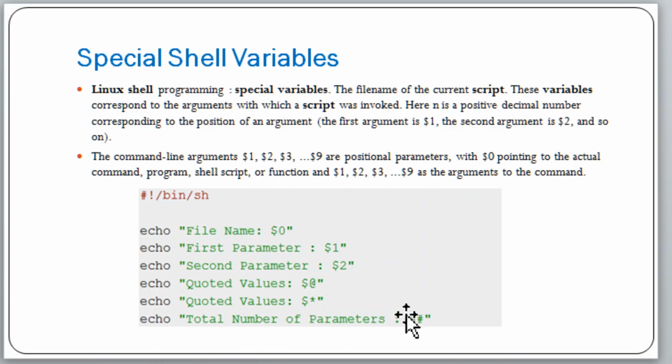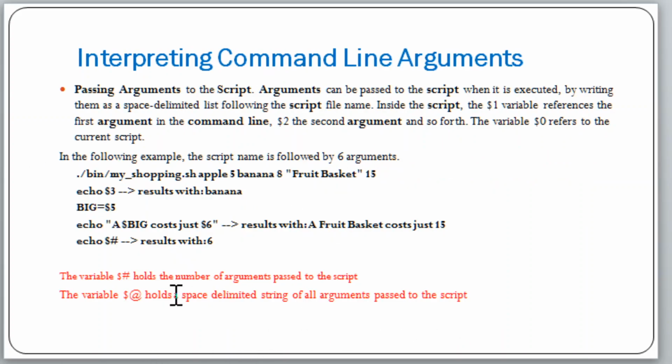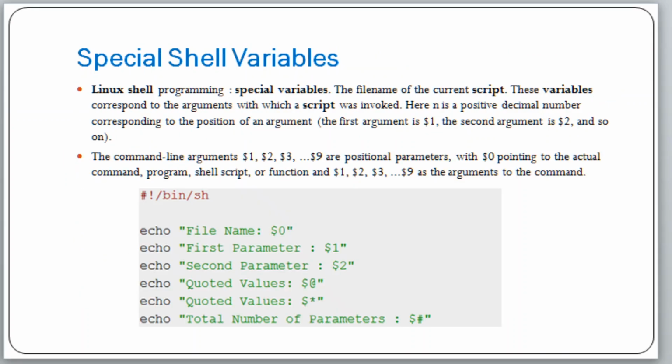And the total number of parameters. Remember, we go back 2 slides here. And that hashtag or # holds the number of arguments passed to the script. Okay. So these are all special shell variables here.